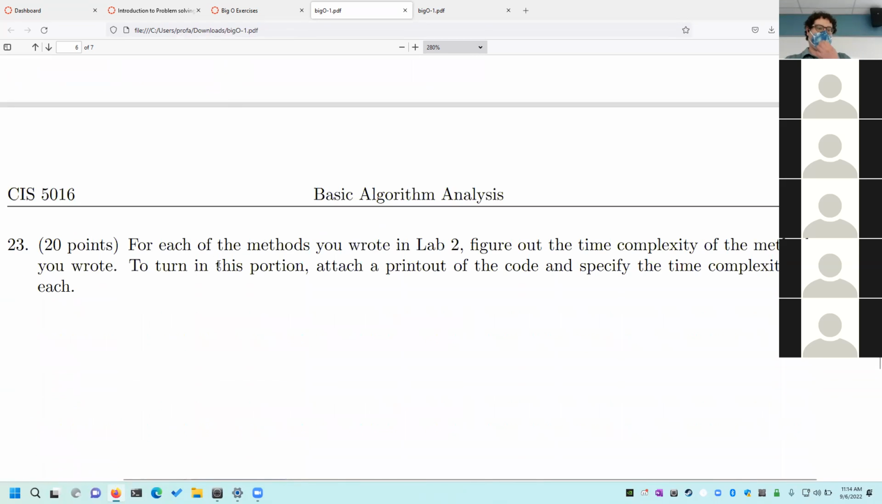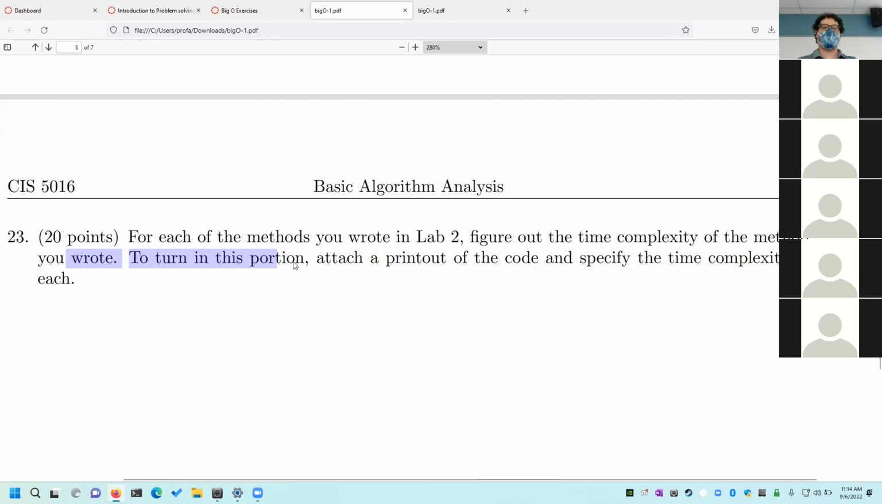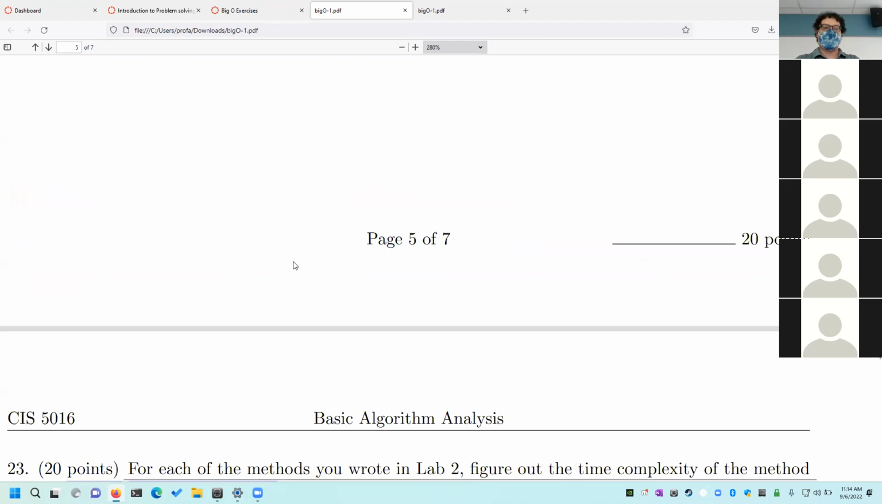And then finally, question 23 is for the methods you wrote in lab 2: figure out the time complexity of the method you wrote. I'll make an announcement to adjust question 18. Okay, so that one is corrected. But again, this should be a bit of an easier week.